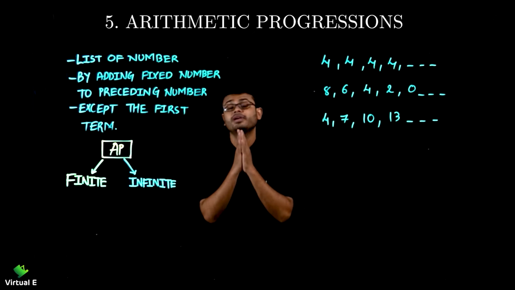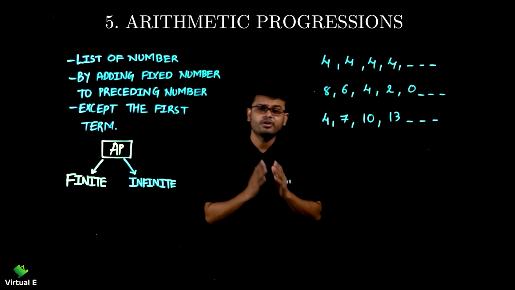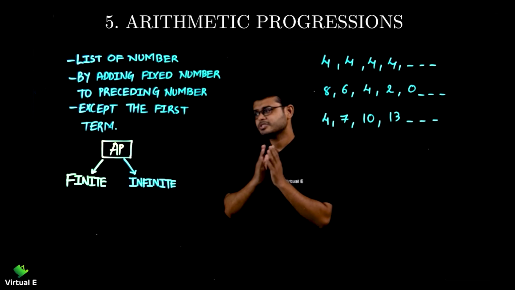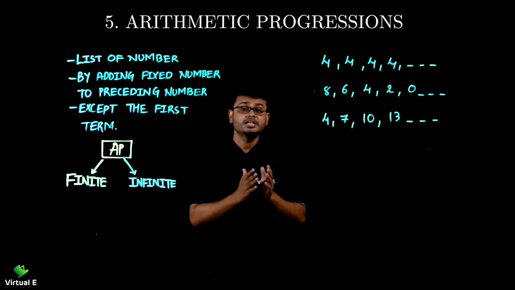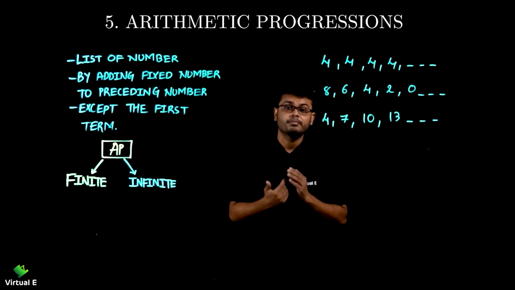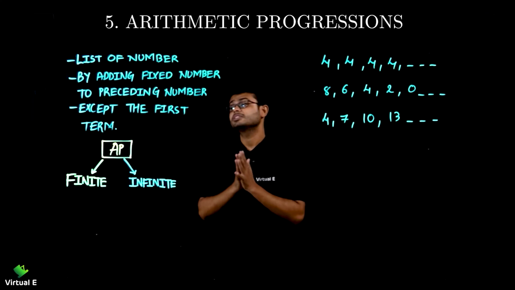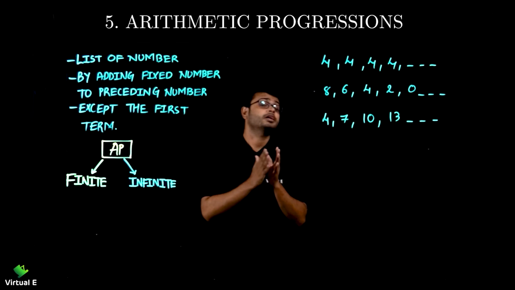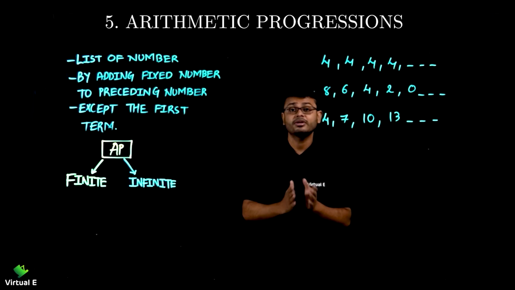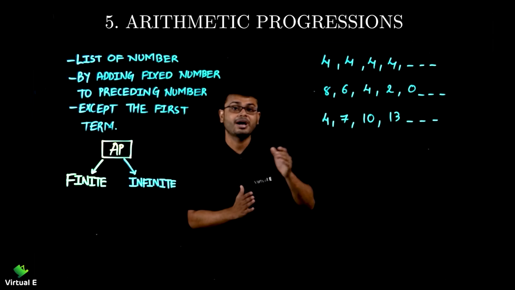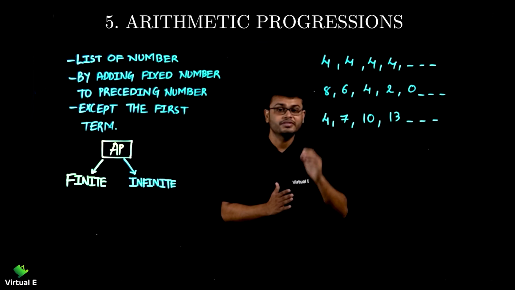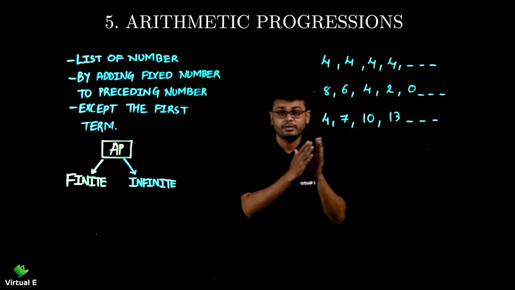So let's start with the meaning of arithmetic. What is the meaning of arithmetic? Arithmetic deals with the positive numbers. It deals with the operations, plus, minus. So this is all about arithmetic progressions. Now let's start with the word progress. Progress matlab aage jana.